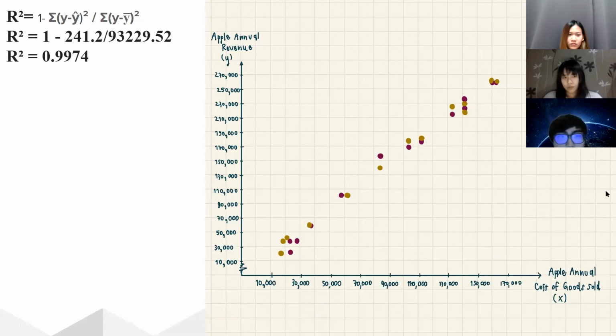So the answer of R square is 0.9974. That's for the letter C.